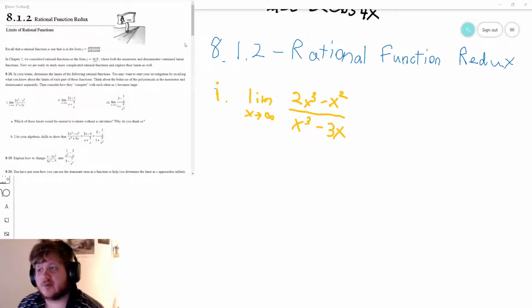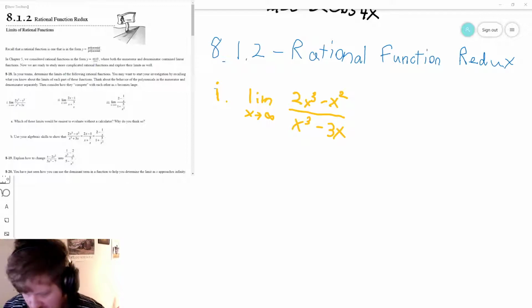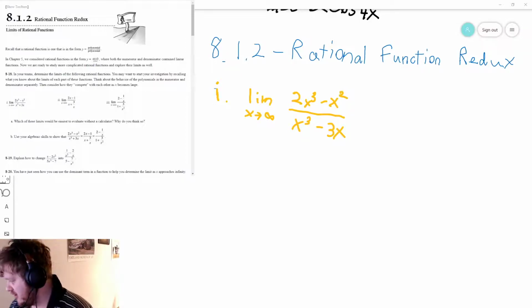Good morning, pre-calc. Today we're going to be talking about 8.1.2, which is rational function redux. Within this lesson, there are a couple of core problems, and those are 8-18 to 8-23, which let me go ahead and write up on here.